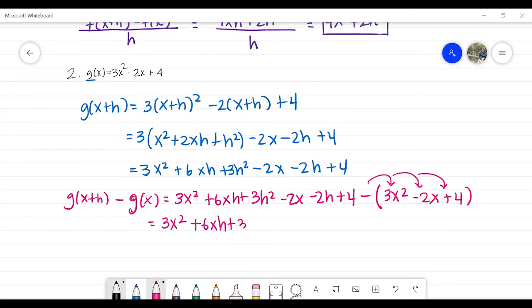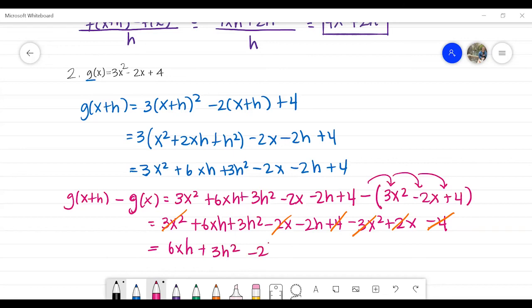So I'm going to copy this first part because we didn't change it. And then minus 3x squared plus 2x minus 4. And remember what I said earlier, all three of those should cancel out with something that we did earlier. So do you see the 3x squareds are going to cancel? You see the 2x's are going to cancel, and the 4's are going to cancel. So we are left with 6xh plus 3h squared minus 2h, which could have been a lot worse, right?